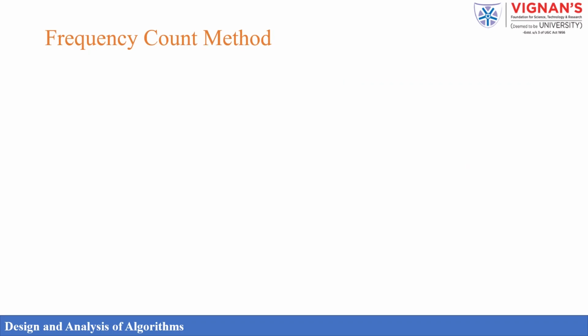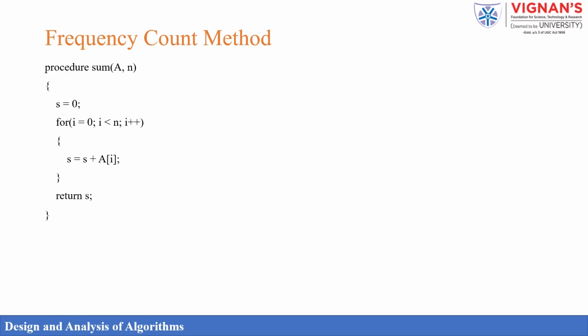Frequency count method. The frequency count method is used to calculate the exact number of operations performed by an algorithm. Here, we count how many times each statement executes. This method helps us derive the time complexity mathematically.